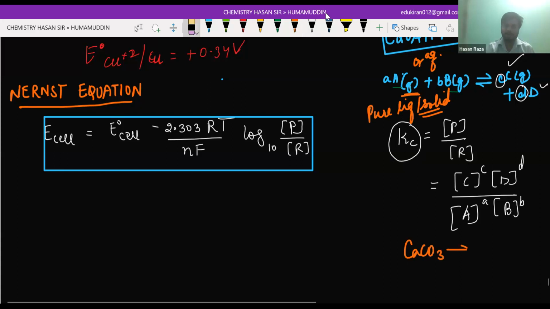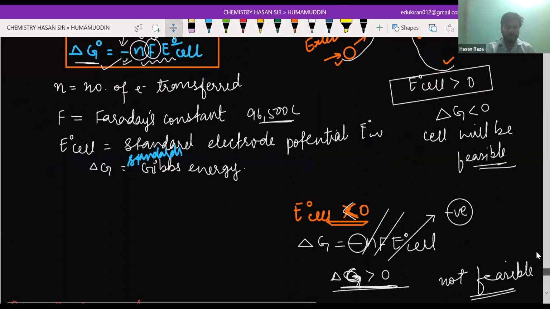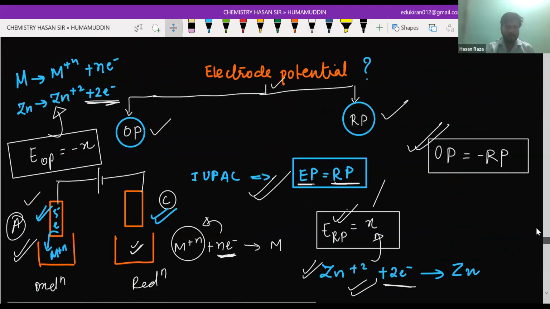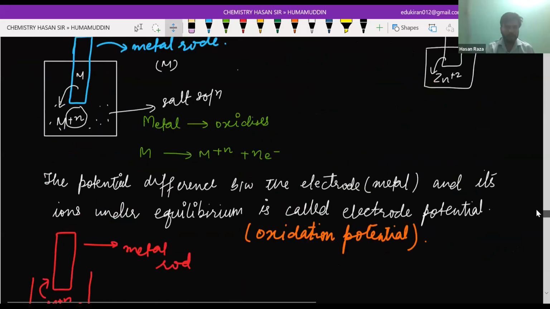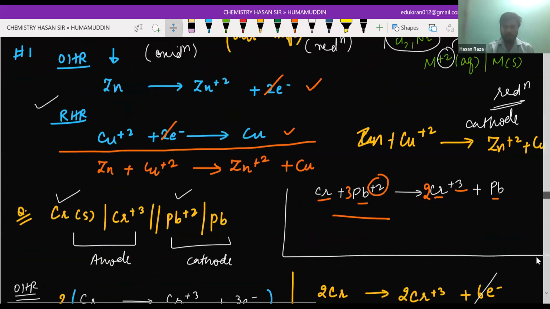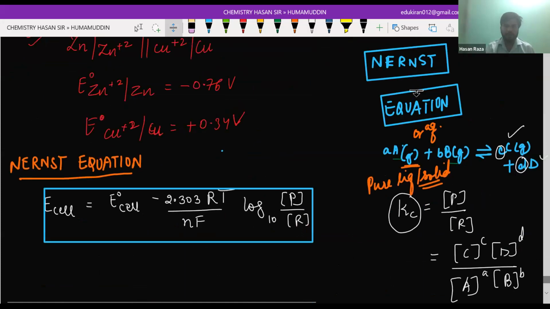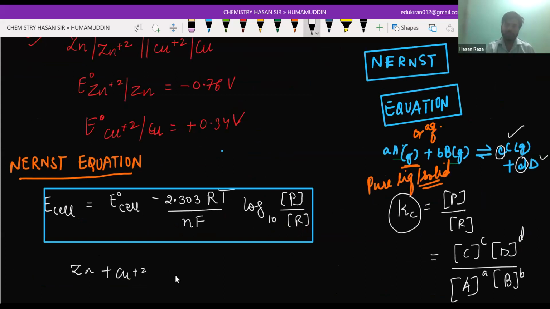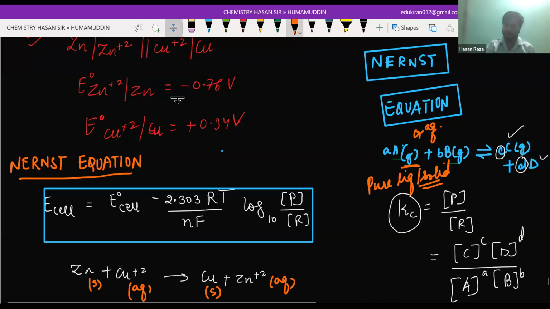Let's say I'm going to take it like this. Okay. You can see, if you remember this equation, Zn plus Cu plus 2 gives you Cu plus Zn plus 2. And you know, if it is in ions, that means it is in aqueous solution. If it is in metallic form, that means it is in solid state. So this is in aqueous state, and this is in solid state. Are you getting my point? Yes, sir.